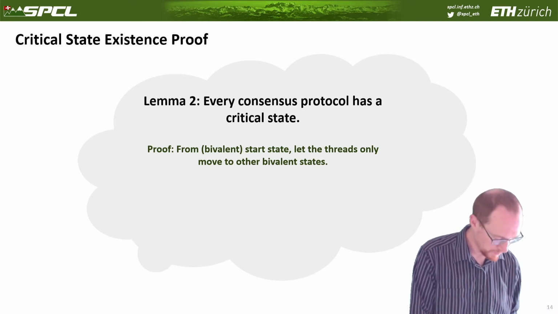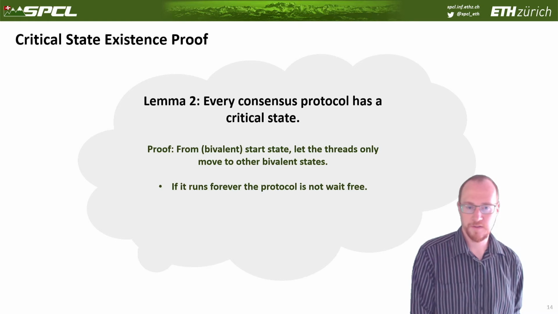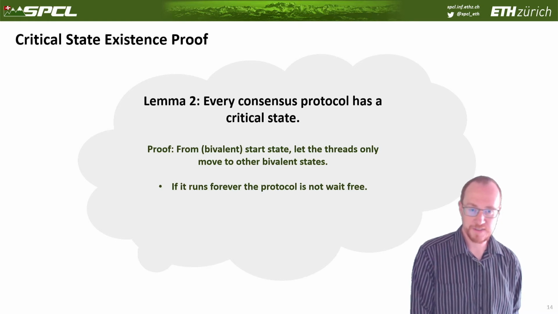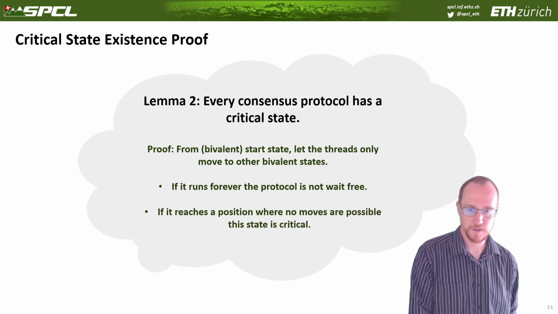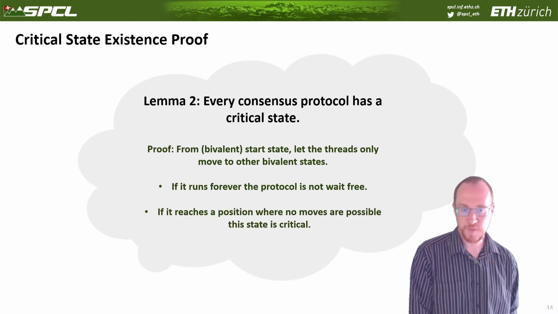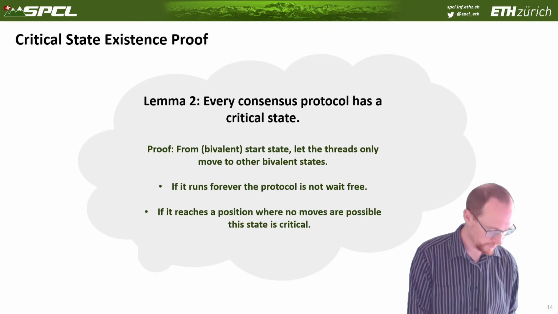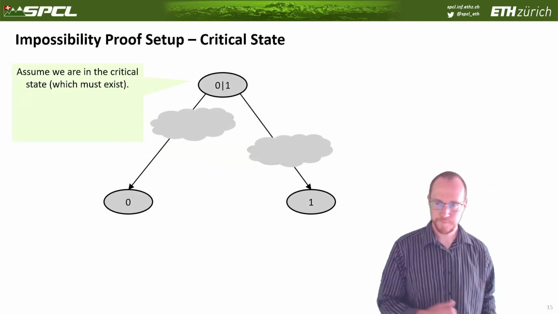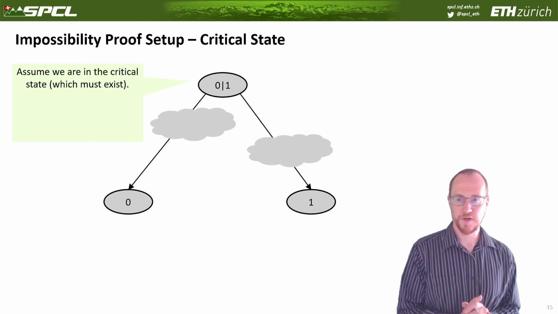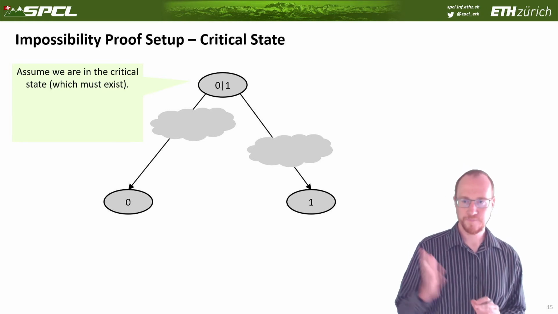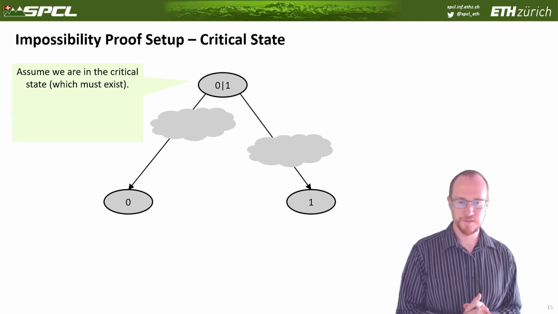By definition. But we know that the tree is of limited size because of this wait-freedom, right? So it cannot run forever. Which really means it must reach a position where it cannot move anymore into a bivalent state and only into univalent states, and this is the critical state, so we are done. Okay? So this is a very, very simple proof.